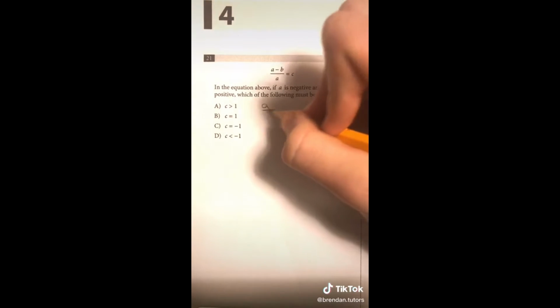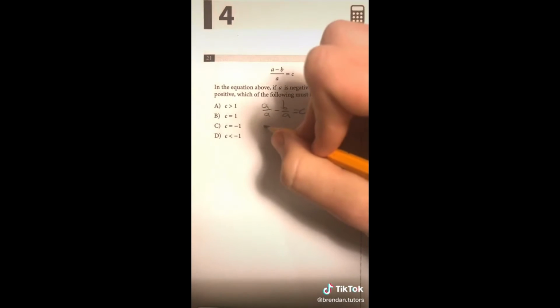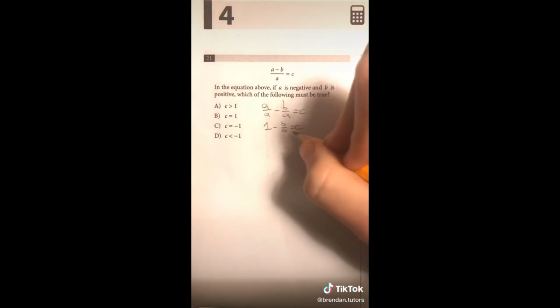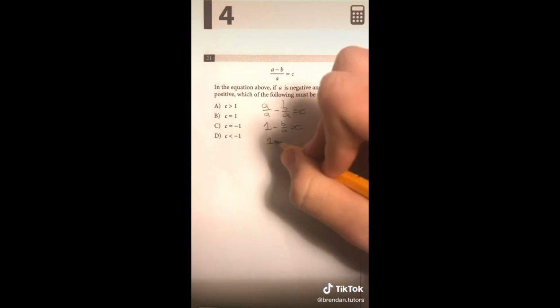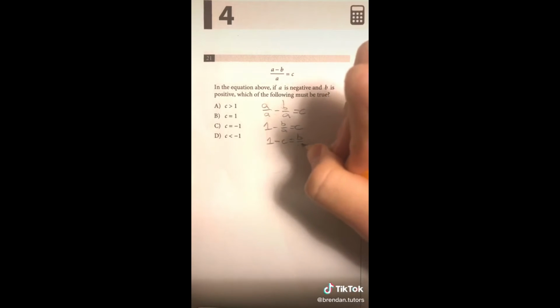And we can start by taking the left side and making it A over A minus B over A. It's the same thing. Is equal to C. And then A over A is just 1. So you have 1 minus B over A is equal to C. And then if you subtract C from both sides and add B over A to both sides, you can really just get 1 minus C is equal to B over A.